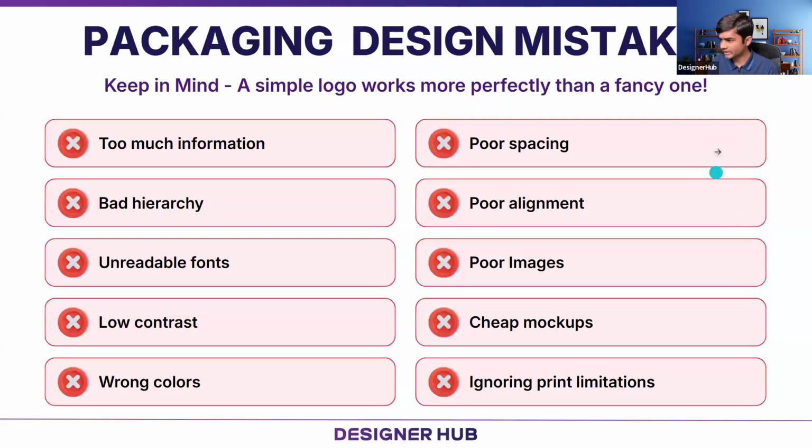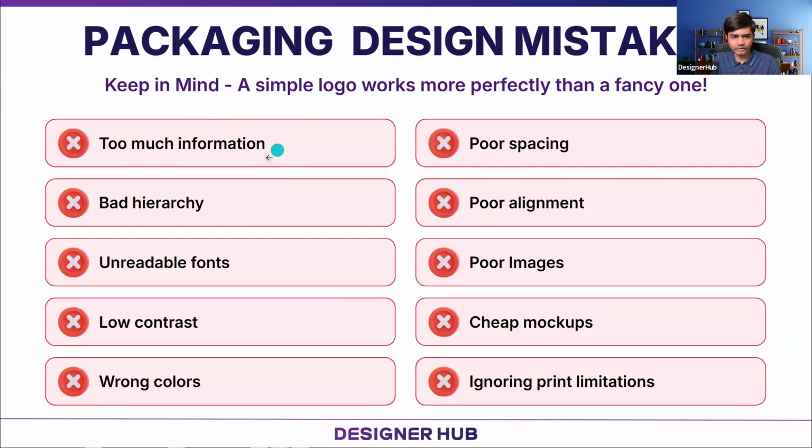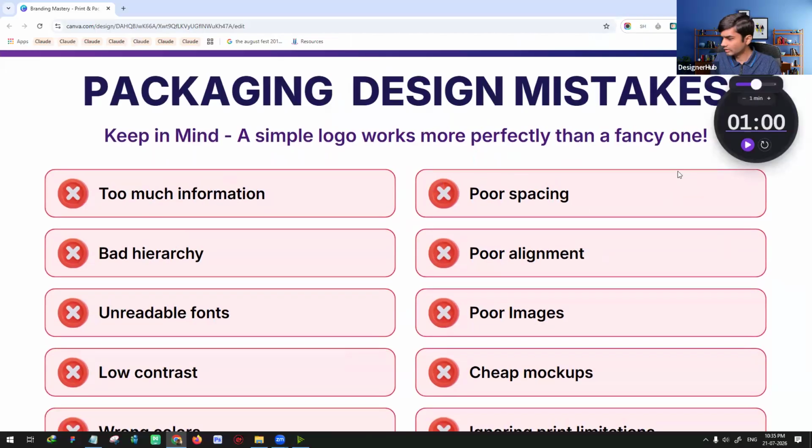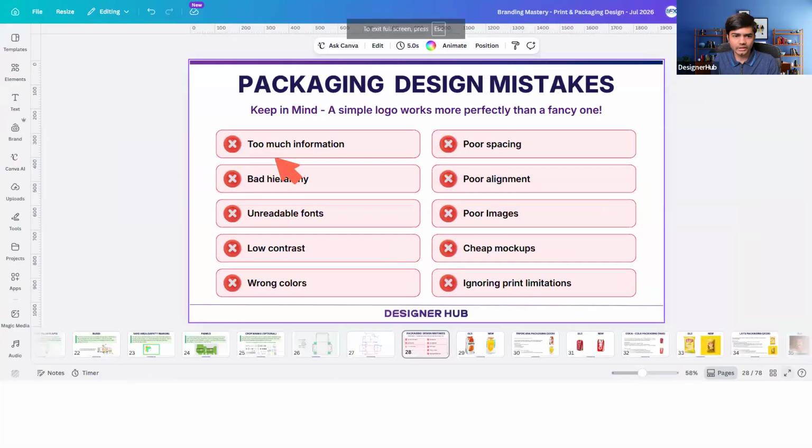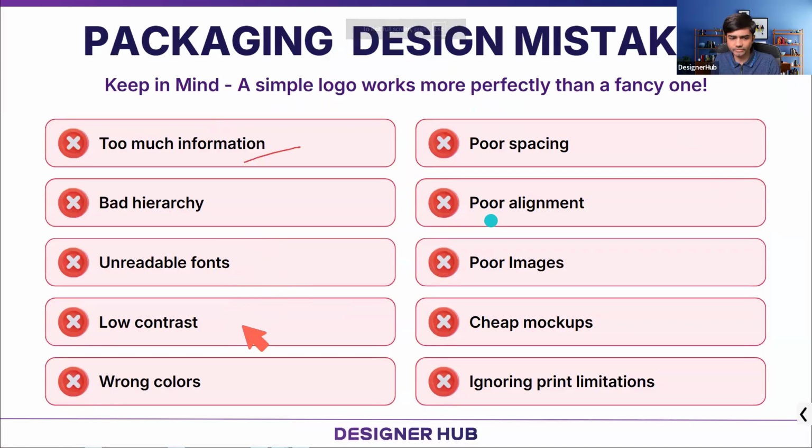Perfect. Now packaging design mistakes. What are the mistakes that people make most of the time? Too much information. They try to cover too much information. Bad hierarchy, which I explained to you, unreadable fonts, which we experienced, low contrast also, which we experienced, because if the light falls on the product and your entire thing is not visible or not contrasting right, then it's gone for a toss. Wrong color choosing, poor spacing, poor alignments, poor imagery, cheap mockups.